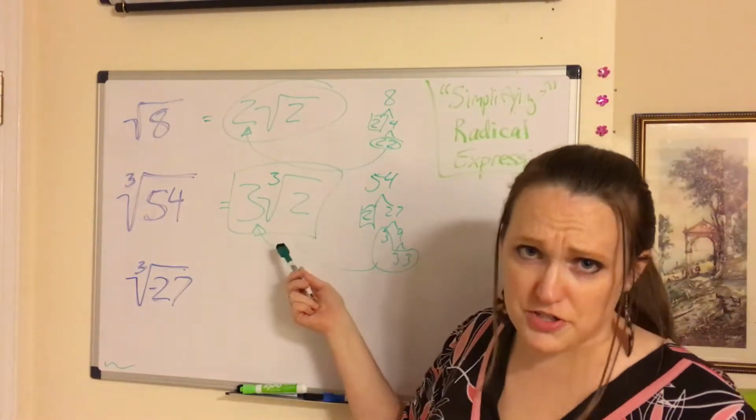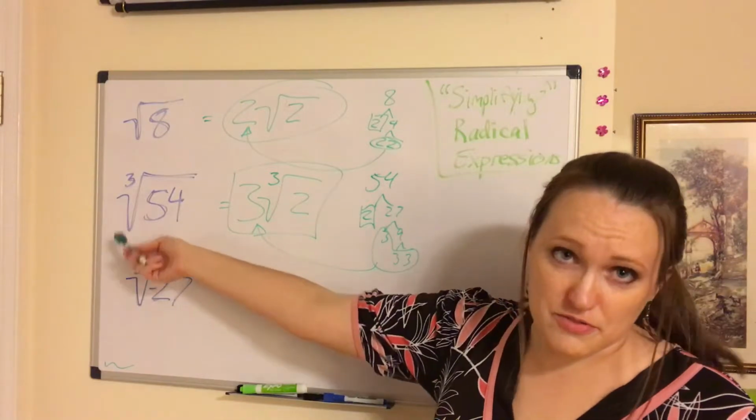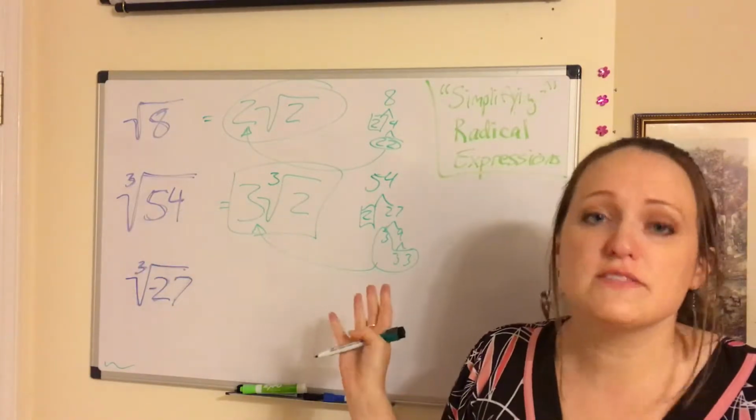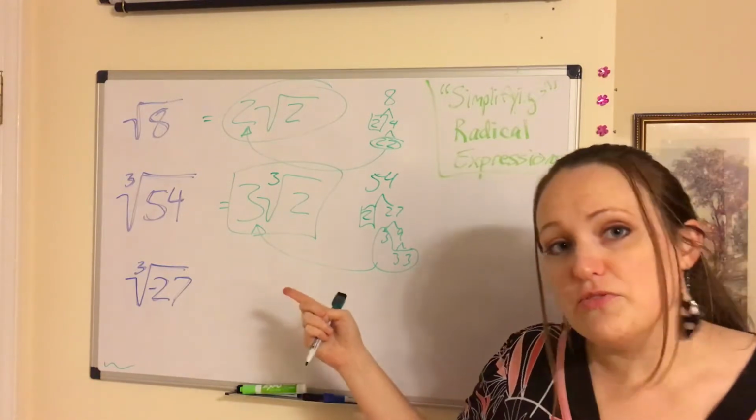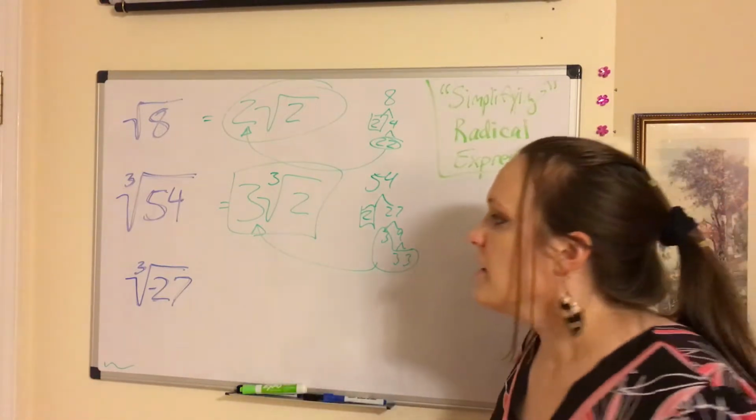Do 3 cube root of 2 on your calculator. Do cube root of 54 on your calculator. Whatever crazy number it comes out to, it'll be identical. That's how you know you're right. This is a problem that you can always check yourself on.